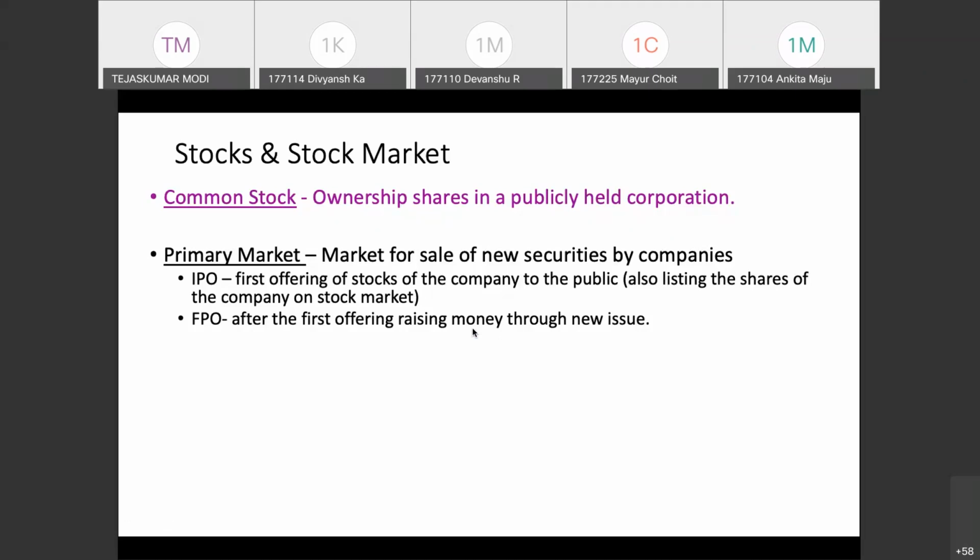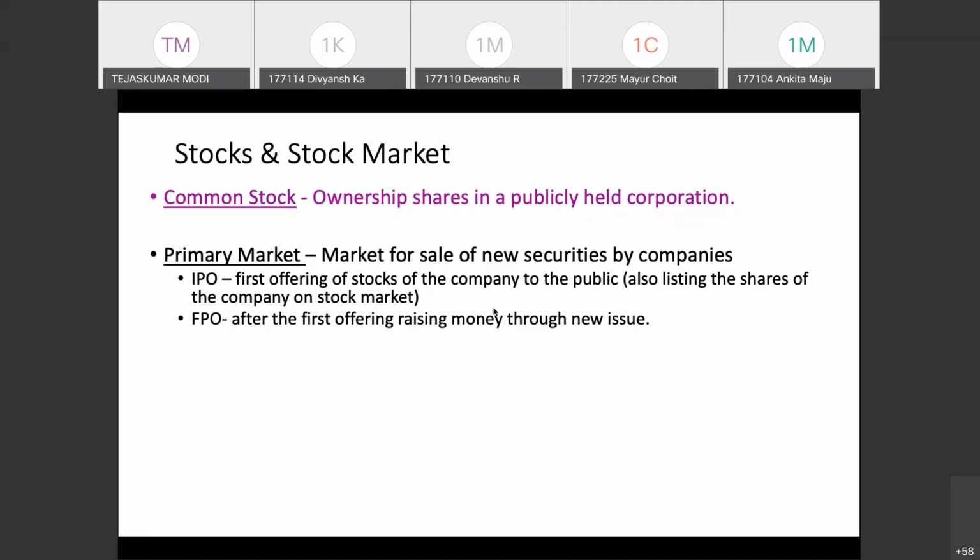Okay, what is FPO? Also called follow-on public offering. When the company has already raised money from the public in the past and the shares are already listed on the stock market, but the company wants new money. For raising new money through a new issue, the company issues more shares, but never exceeding the authorized capital. That is called follow-on public offering. So IPO is for the first time, and then the shares are listed. FPO is the second, third, fourth, fifth time, right?